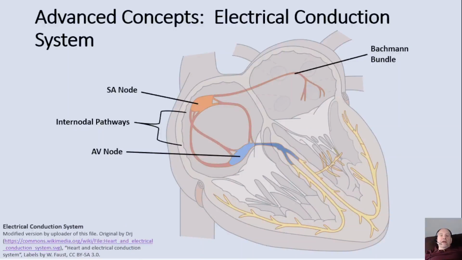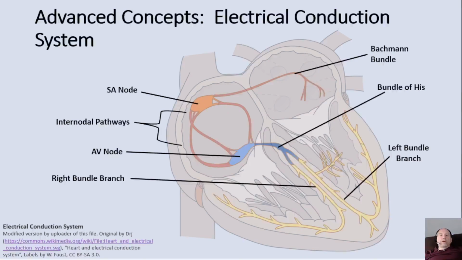After a brief delay at the AV node, the impulses travel down the bundle of His to the right and left bundle branches and into the Purkinje network of the ventricle. The electrical impulse conducted by the pacemaker cells causes depolarization of the myocardial cells, leading to muscle contraction.